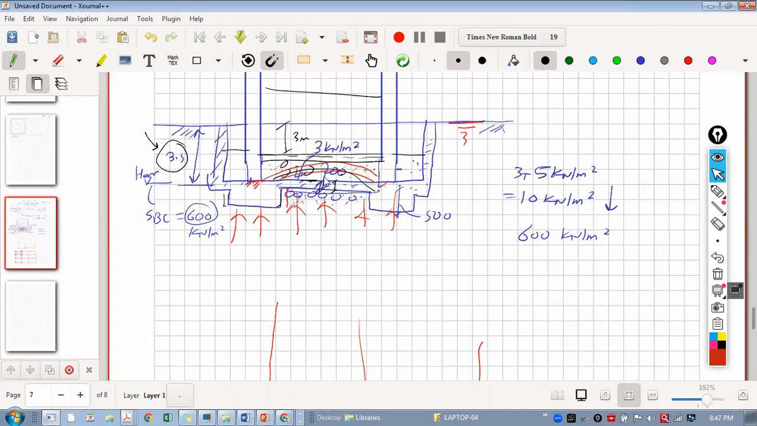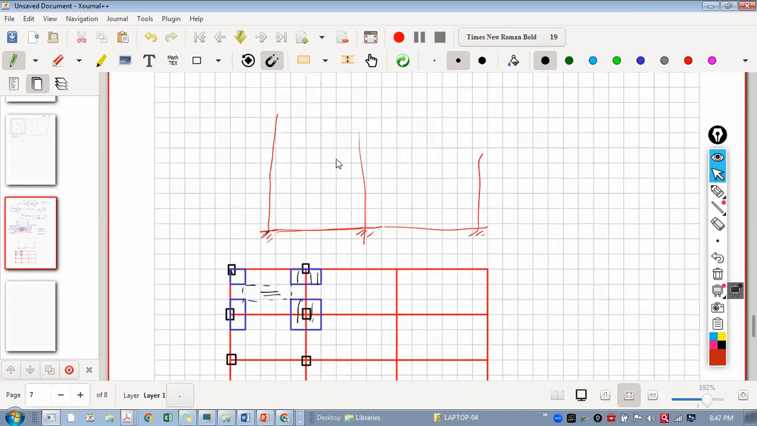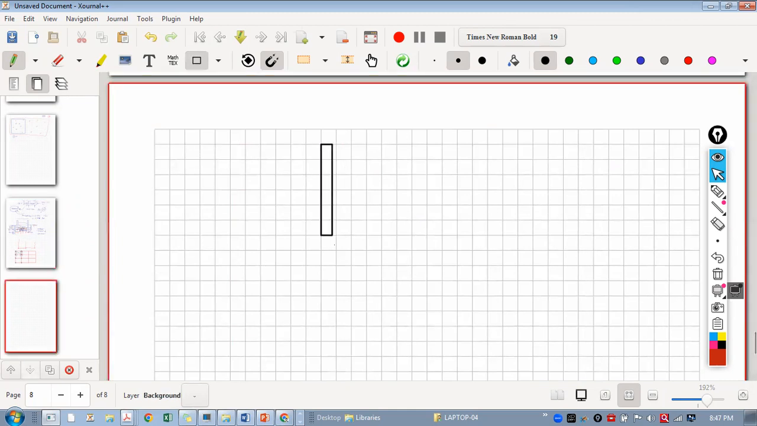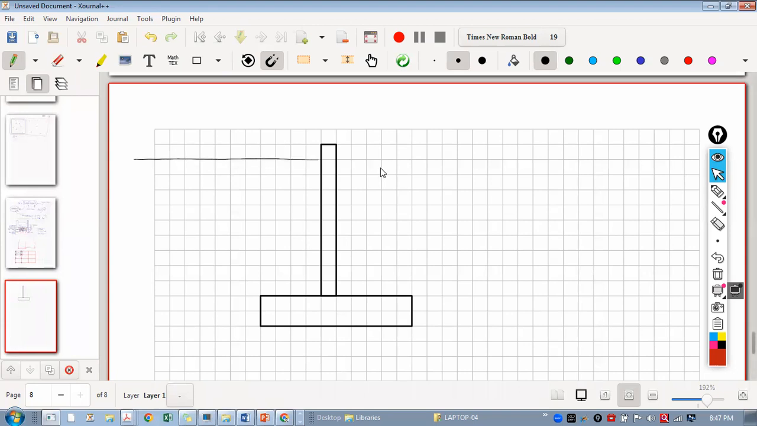Can we consider the weight of soil on footing and the self weight of footing for the uplift? Yes. See, how do we take the uplift calculation generally? Let's say this is your footing. In PEB structure, above plinth it is steel and below it is RCC.